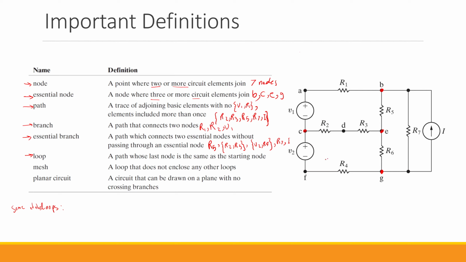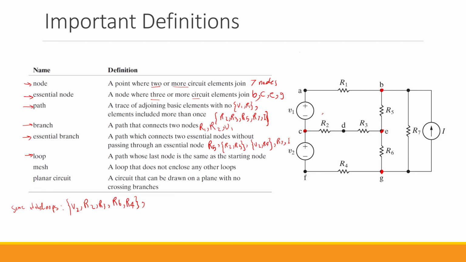Is this path starting from F going through V2 and then R2 and then R3 and then R6 and R4 a loop? The answer to that is yes, because we start from F. We go through all these 5 components and we end up back at F again. So we have V2, R2, R3, R6, and then finally R4, and we are back where we started. So that's a loop.